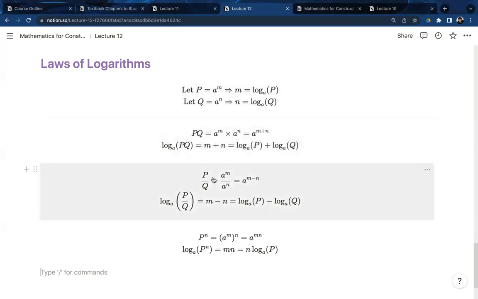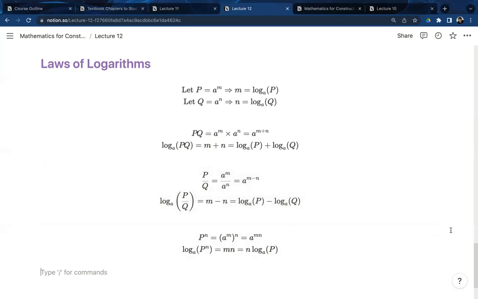Similarly with division, if you divide a^m by a^n, you just subtract the indices. If you look at this equation and write it in logarithmic form, m minus n is a logarithm, and that is the power to which a must be raised as the base to give p over q. But m minus n from up here is log a of p minus log a of q. So when we have a logarithm of a fraction, that means we subtract logarithms, the same base, of course.